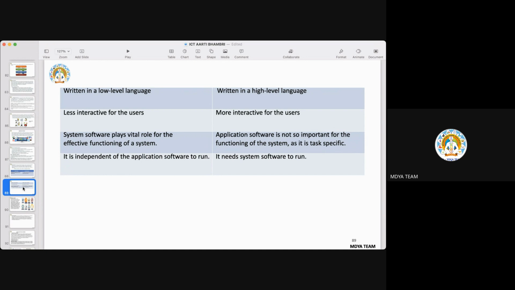System software plays a vital role in the effective functioning of the system. The functioning of the system depends on the operating system, or the system software, of your computer. Application software is not so important for the functioning of the system because the system functions with the system software built in. Application software just performs a particular task. It is task specific software. System software is independent of application software to run, but application software needs the system software to run because your computer should function properly, and its operating system should be proper for the proper functioning of your system.